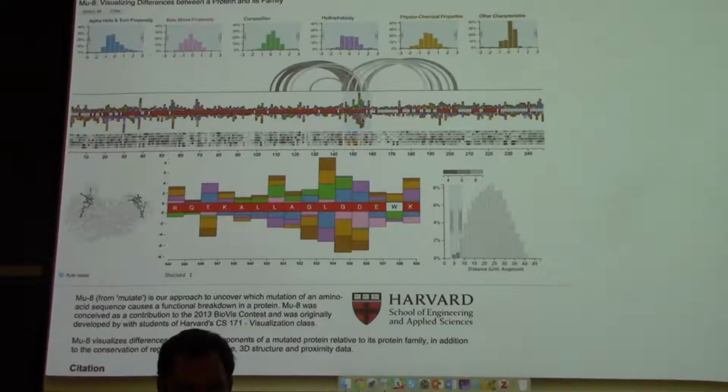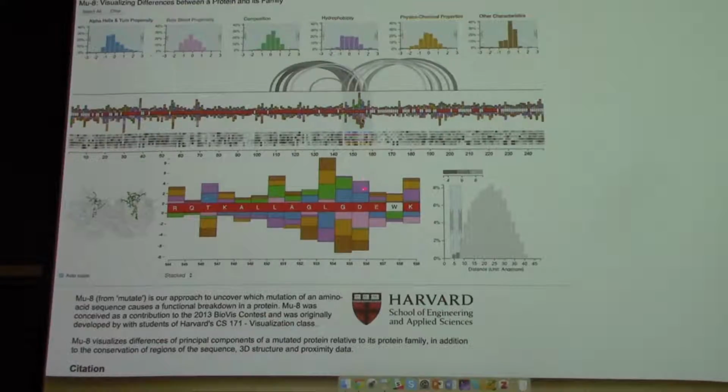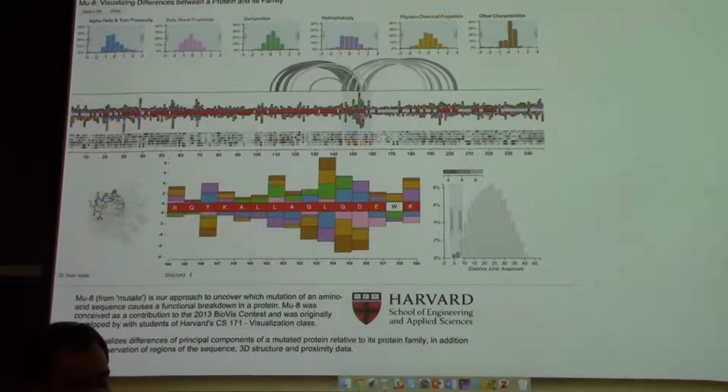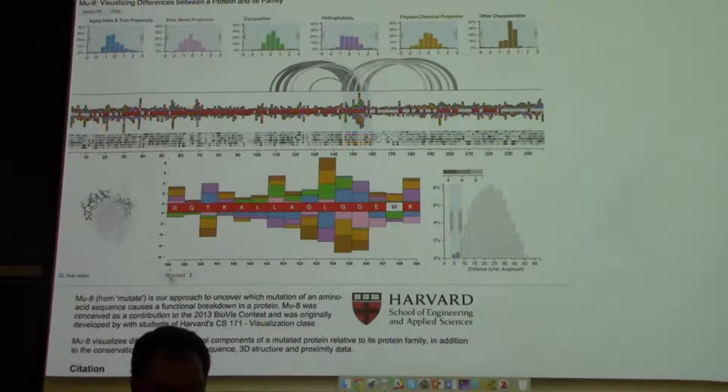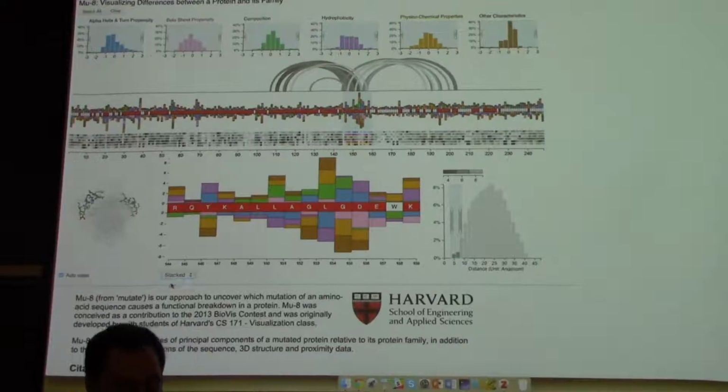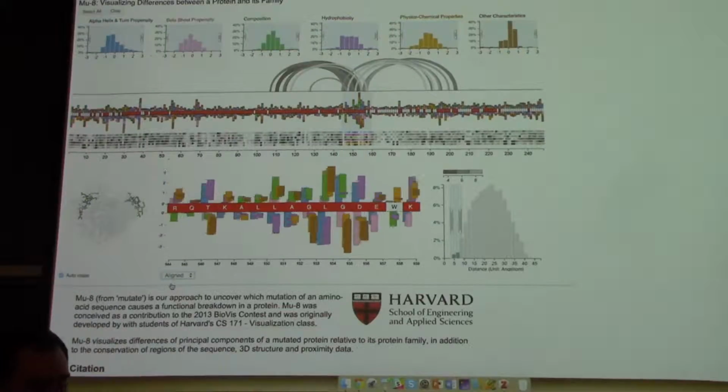So here, the idea was that in this area, this is a focus and context technique. Here you have the amino acid sequence, and here you have the details about that. So here we have the stacked bars to show us the deviation from the principal component of the amino acids. And here you could switch between stacked and aligned, depending on what you want to show.